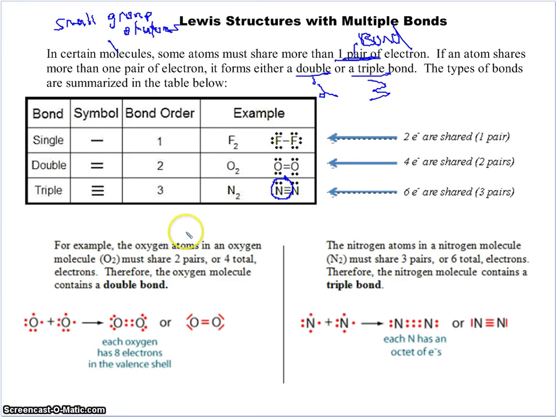Let's read here. For example, the oxygen atoms in an oxygen molecule, O2, must share 2 pairs. Remember, these are all diatomic, by the way. Make sure you memorize the diatomics. Therefore, the oxygen molecule contains a double bond. So it's got a double right here. Double the trouble. But each one still has the octet. The nitrogen atoms in a nitrogen molecule must share 3 pairs, or 6 total electrons. So here we have the triple. The nitrogen molecule contains a triple bond, but each one still has an octet.